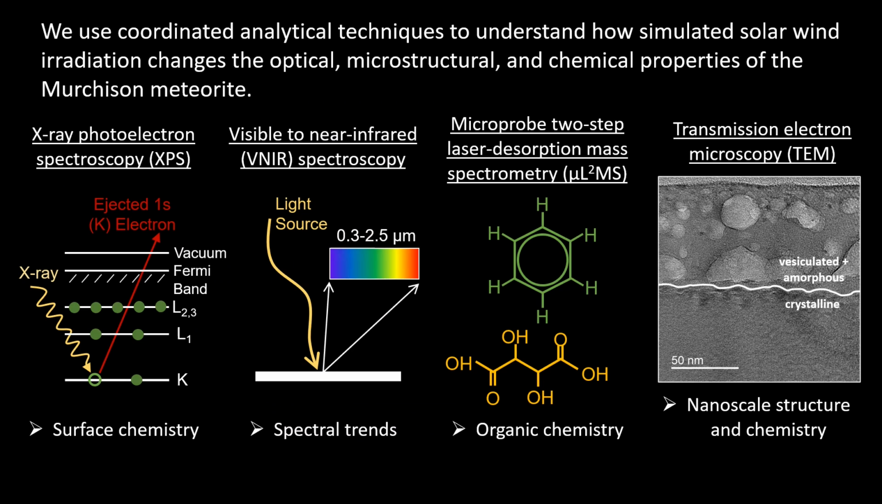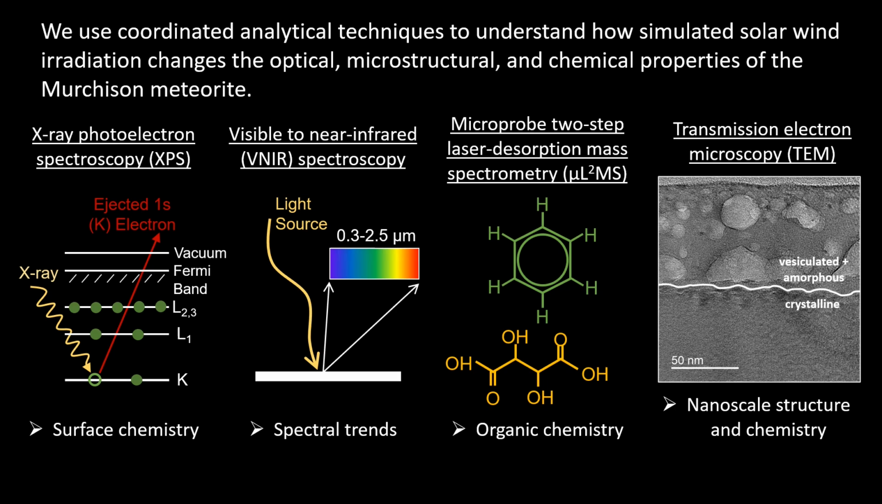So now that we've irradiated our sample, we want to comprehensively analyze it. And for this, we employed coordinated analytical techniques, including X-ray photoelectron spectroscopy, or XPS, to monitor surface chemistry, visible to near infrared spectroscopy, or VNIR, to identify spectral trends, and microprobe two-step laser desorption mass spectrometry, or micro-L2MS, to observe changes in organic functional group chemistry. Finally, we use transmission electron microscopy, or TEM, to identify nanoscale structures and observe elemental distributions.